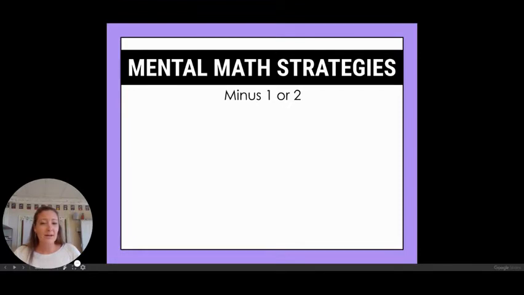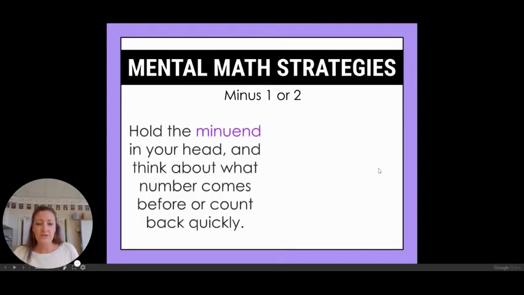Now we're going to talk about when we just subtract 1 or 2. So we just have the subtrahend is 1 or 2. You're going to hold the minuend in your head, that first number, and then you're going to think about, well, what would come before that number? So for example, 7 minus 1. If I hold 7 in my head, I need to think, well, what comes before 7? 1 before would be 6. So 7 minus 1 equals 6.